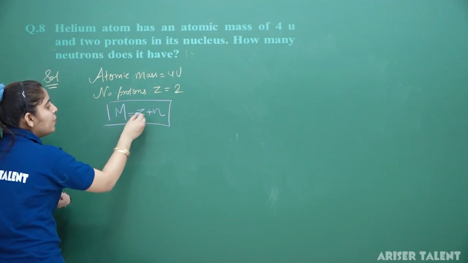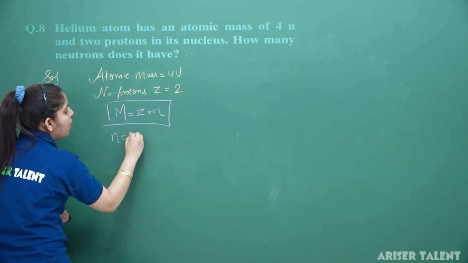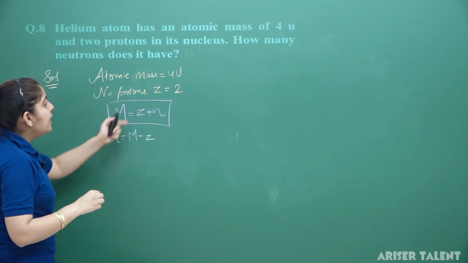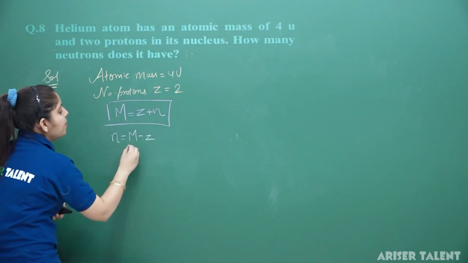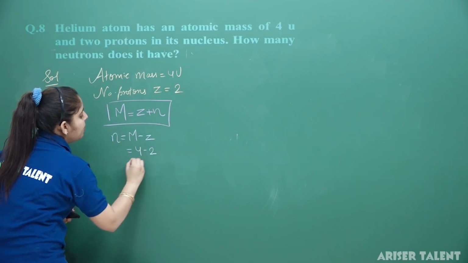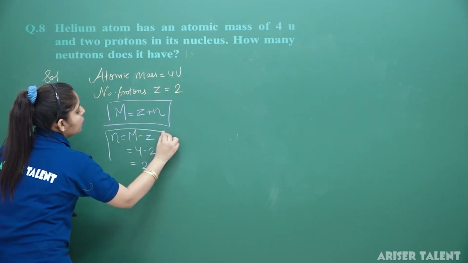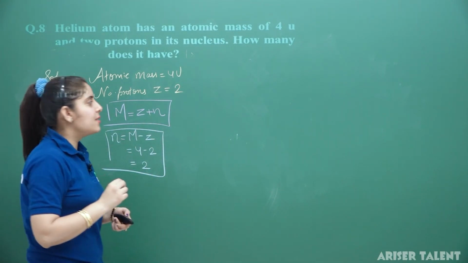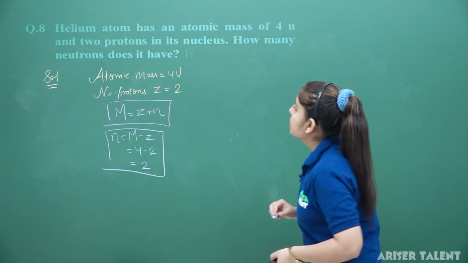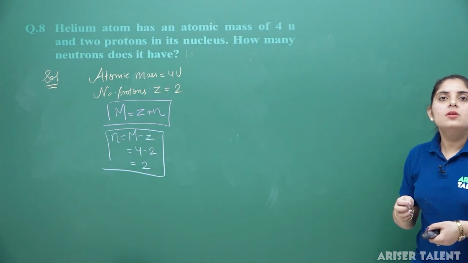And now we want to calculate the number of neutrons, so the formula will be M minus Z. Here atomic mass is 4 units and number of protons 2. So we will get 4 minus 2 equal to 2. So number of neutrons comes out to be 2, according to the formula, M equal to Z plus N.